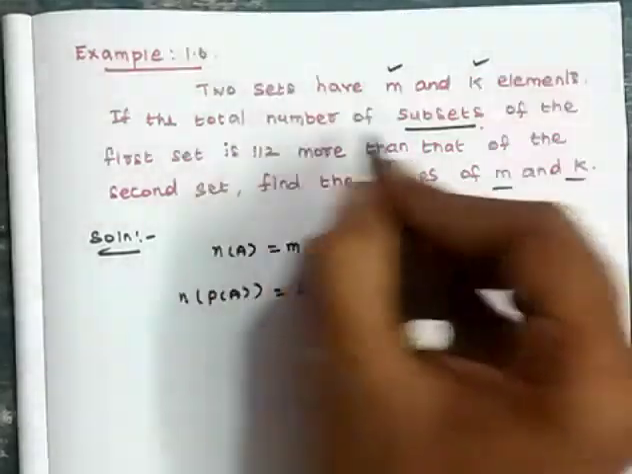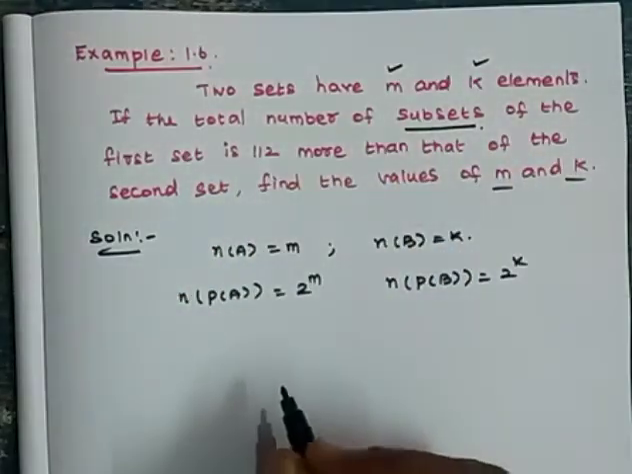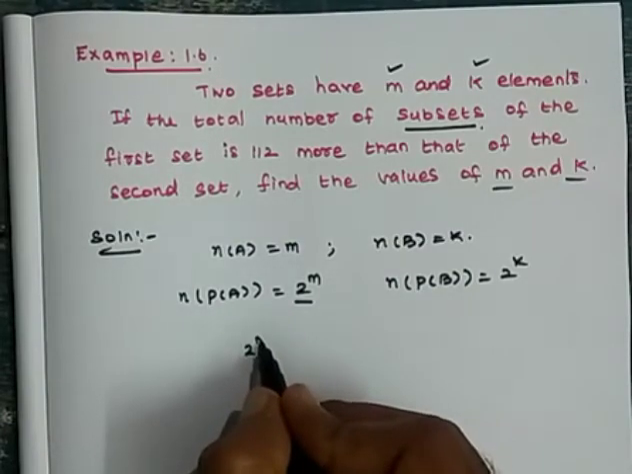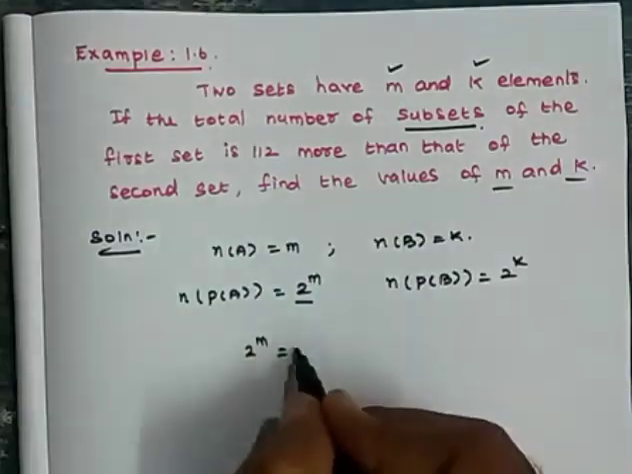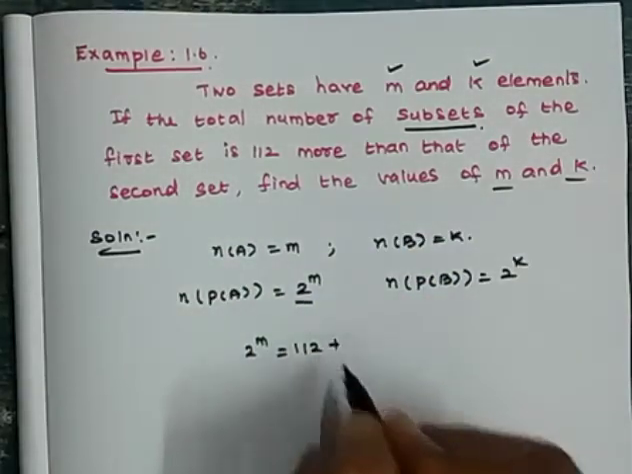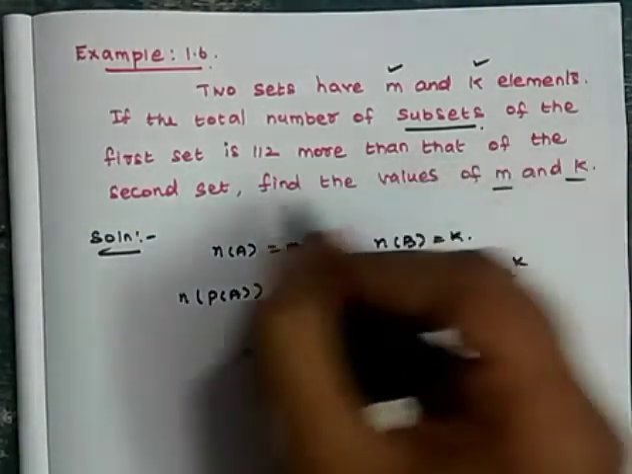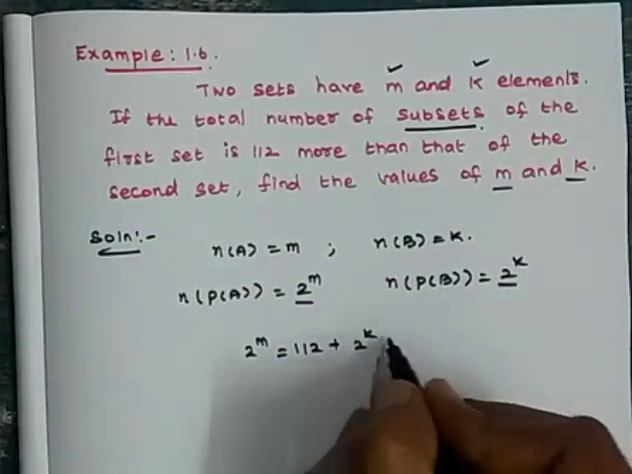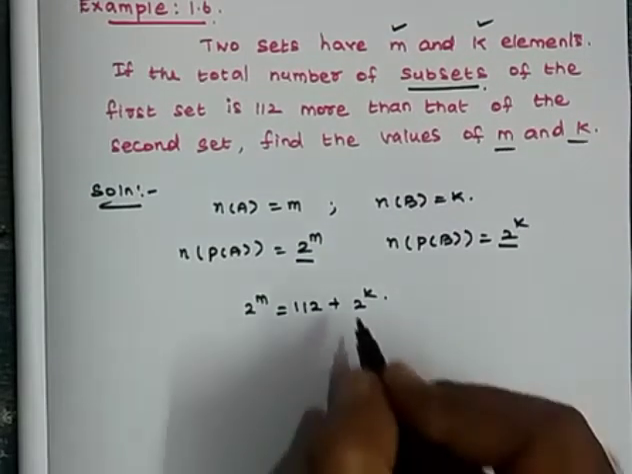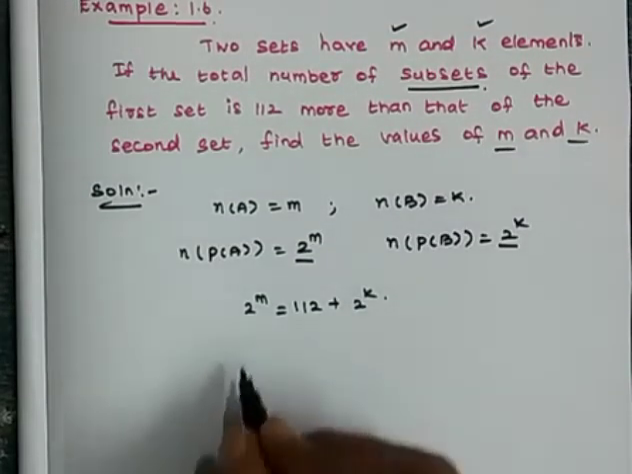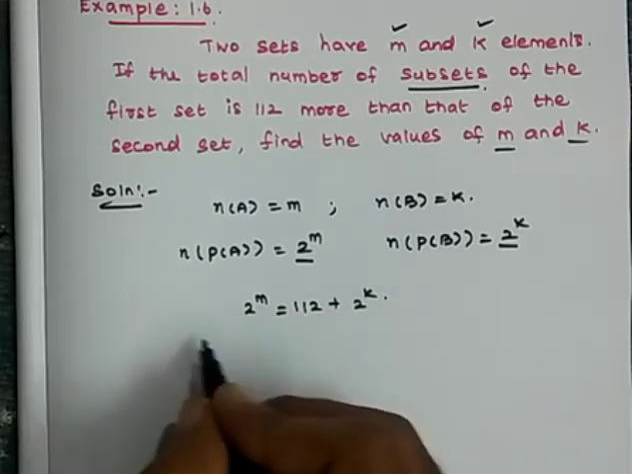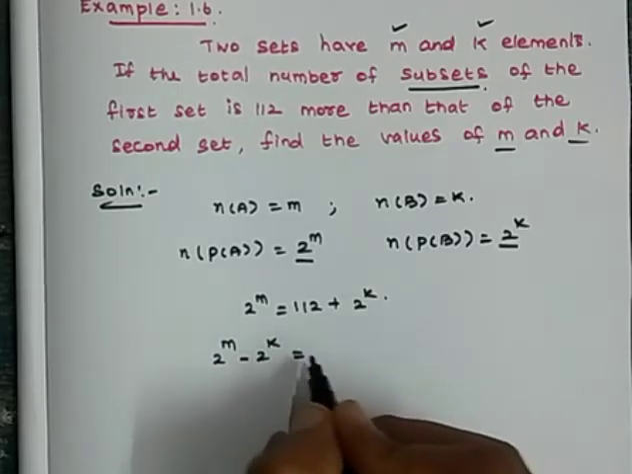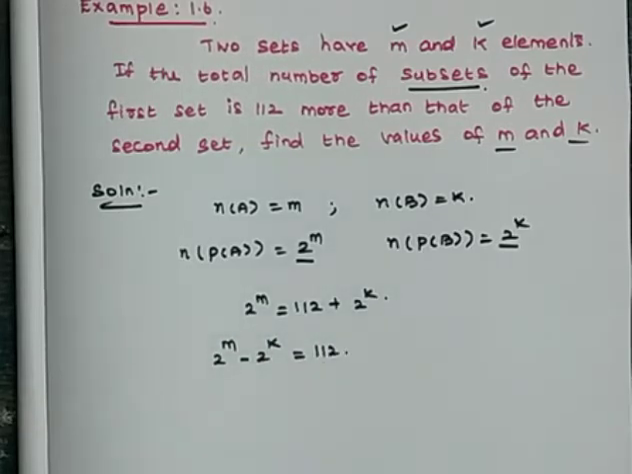Now we can continue with the condition. The total number of subsets of the first set, which is 2 power m, is 112 more than that of the second set. Here we have to put plus. The second set's subsets are 2 power k. So now I can take this term to the other side, so plus 2 power k will come to this side as minus 2 power k. So 2 power m minus 2 power k is equal to 112.